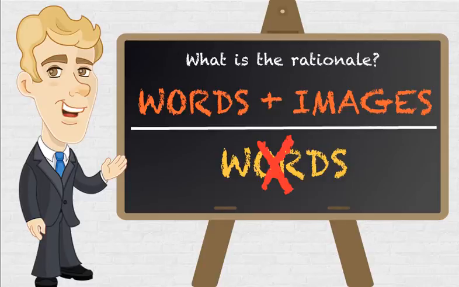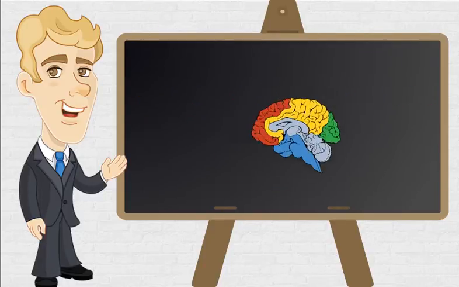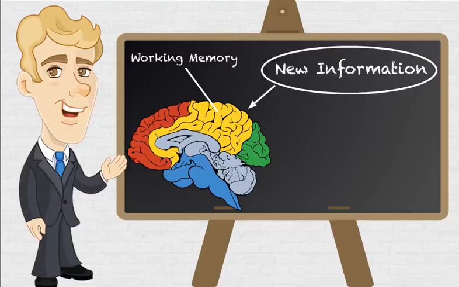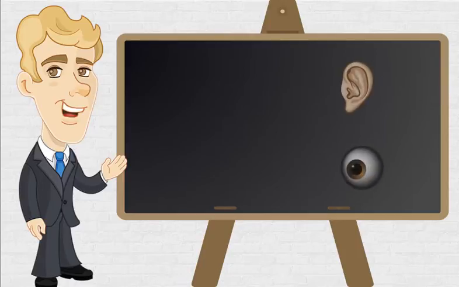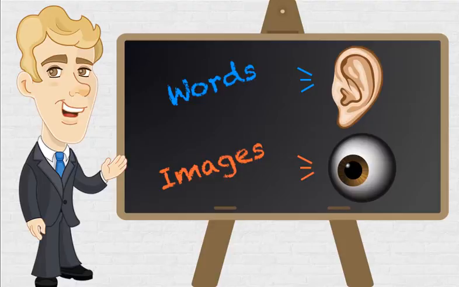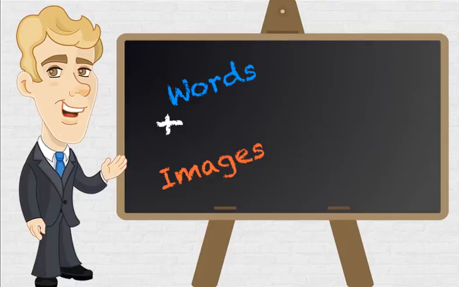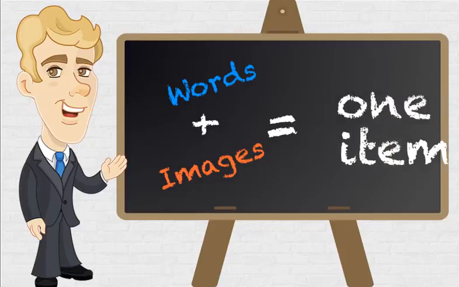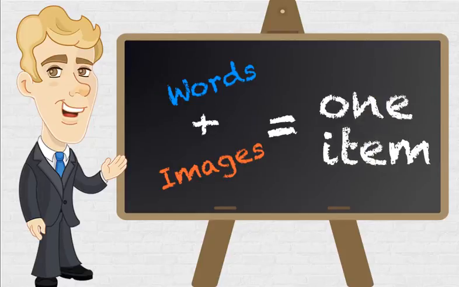New information arrives in the working memory part of your brain. Working memory is limited and can only hold approximately 7 items at a time. Ears pick up words, eyes pick up images, and if the multimedia design is well done, the combination of words and images can count as only 1 item.